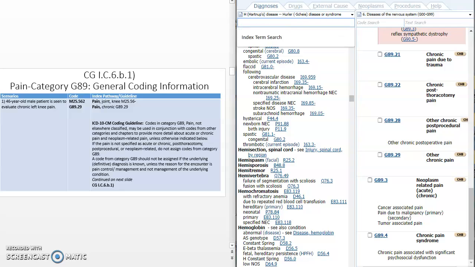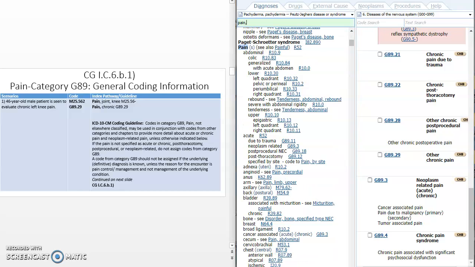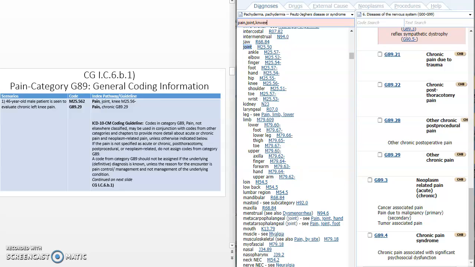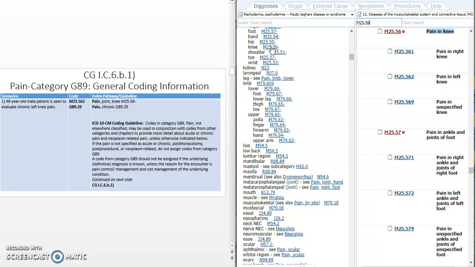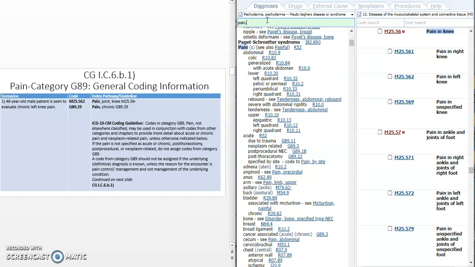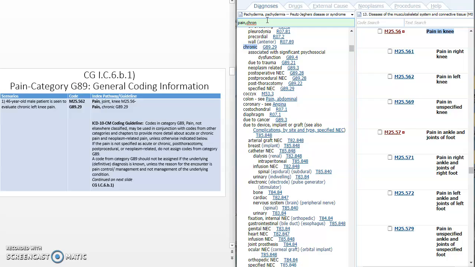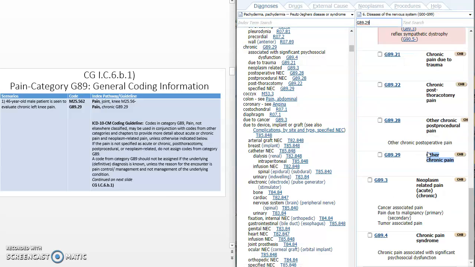To start, we simply start with pain, and we say joint, knee, and we come up with M25.562, or .56, and then we go to the tabular, and because it's the left knee, we choose M25.562. Then to code the chronic pain, we say pain, chronic, and we're going to take the default code G89.29 because none of the subterms apply. So we say G89.29 and check it in the tabular and we're good to go.